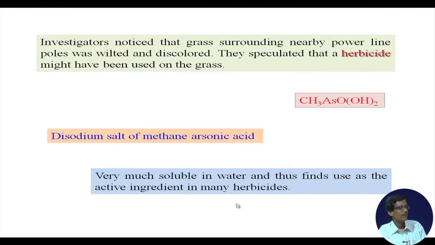So, we see that this particular herbicide has been converted from its acid form to its disodium salt form. This disodium salt is very soluble in water, and that is why it is an active ingredient in these herbicides, because we put it in water and spray it. On the grass surface it is sticking. After evaporation of water, these compounds form a very minute layer on the grass surface, and the deer is basically consuming this particular compound.